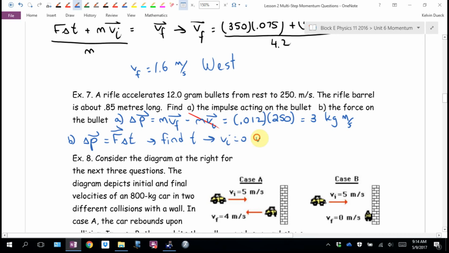VI was 0, VF was 2.5, D was 0.85. We could find T. I think we'd use the one that has D equals 1/2 bracket VI plus VF times T. The one we hardly ever used. We could, but I don't have room to fit it in. I don't know what happened here. I think somehow the spacing changed. Sorry.